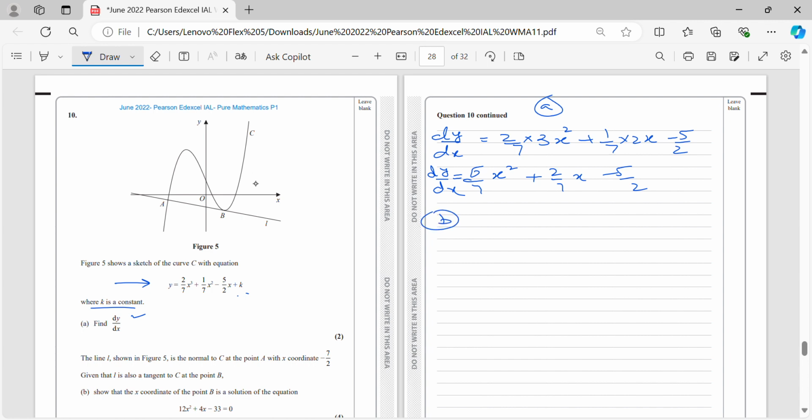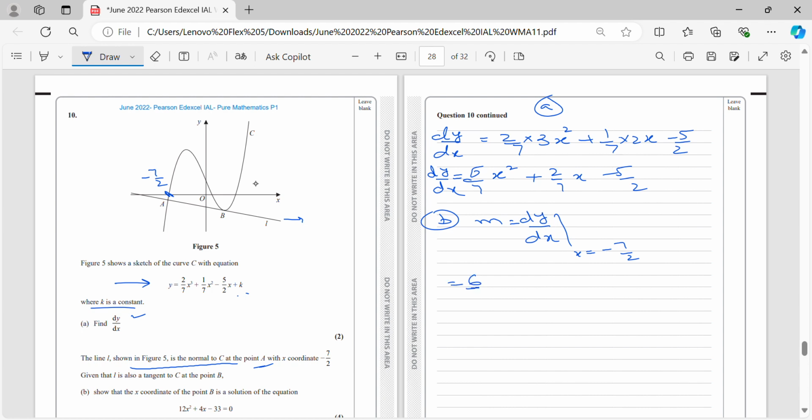B part is the line L shown in figure 5 is the normal to C. So this line is normal to C at A with x coordinate minus 7 over 2. If I want to know the derivative or the gradient at x equals minus 7 over 2 at A, let's find the gradient here.